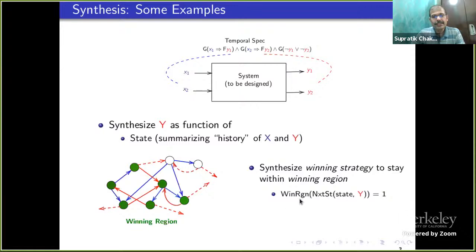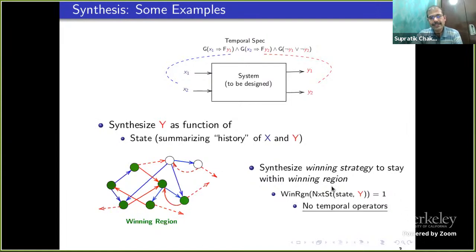So if win region denotes a predicate which denotes the set of green states, and if next state is the transition relation, so that given a state and Y, it tells me what the next state is. And if both of these are symbolically represented, I just have one predicate here, which I should try to ensure that it always evaluates to true. So I have to synthesize Y such that from every state, this entire composed predicate evaluates to true.